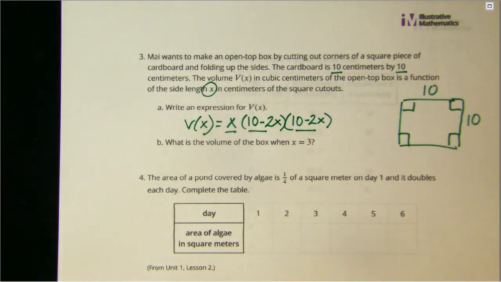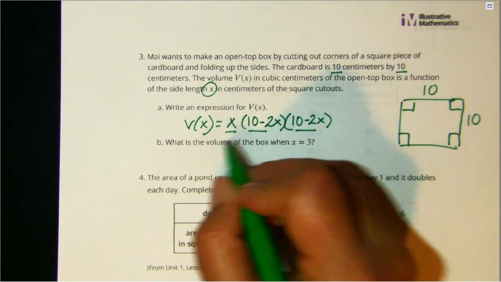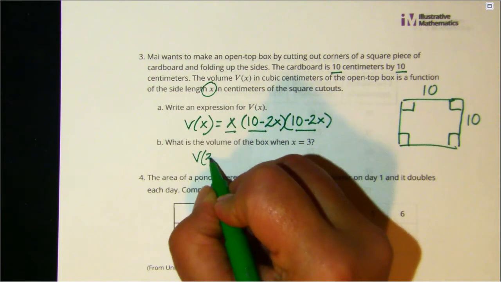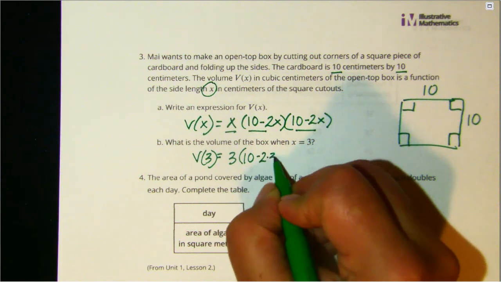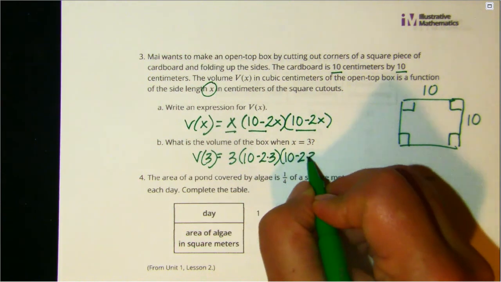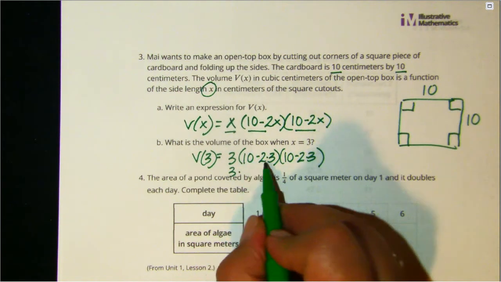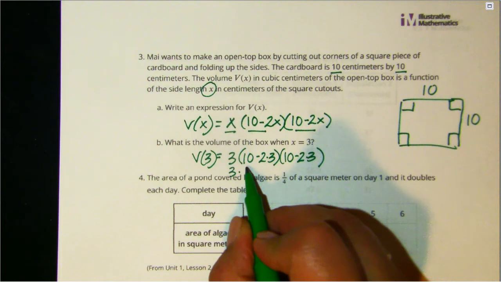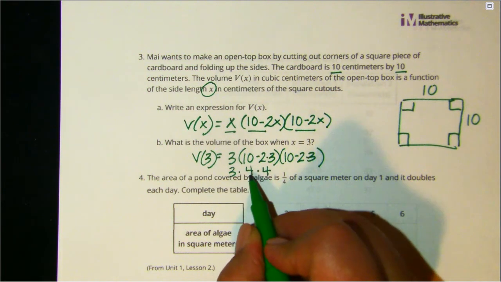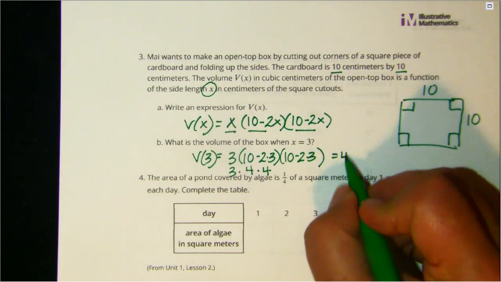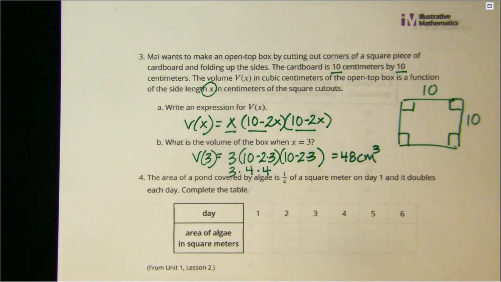What is the volume of the box when x is 3? Well, we're just going to plug 3 in. We're going to put a 3 wherever we see x. V of 3 is 3 times 10 minus 2 times 3 times 10 minus 2 times 3. So that's 3 times, we could do this in our head. What's 10 minus 6? 4. That's going to be 4 again. 3 times 4 is 12. 12 times 4 is 48. We're in centimeters, and this is volume cubed.